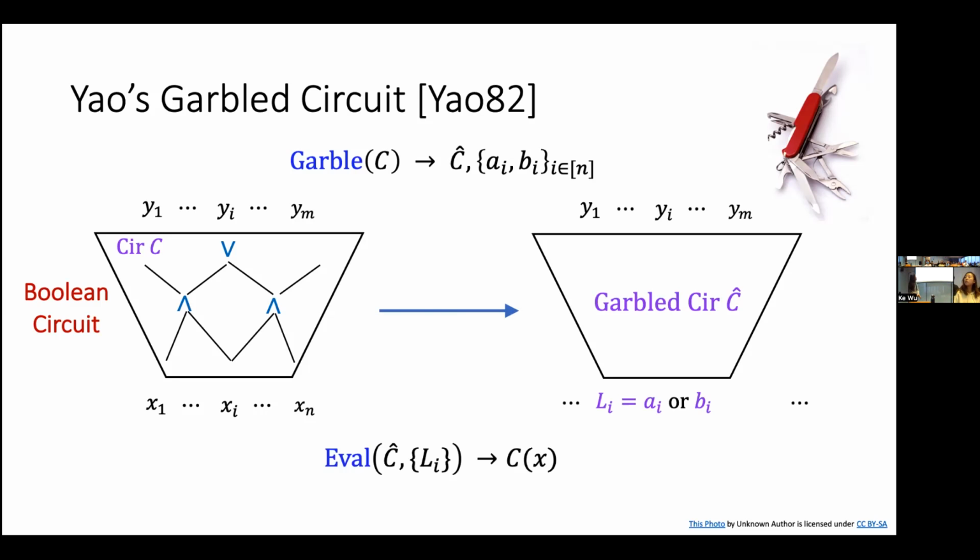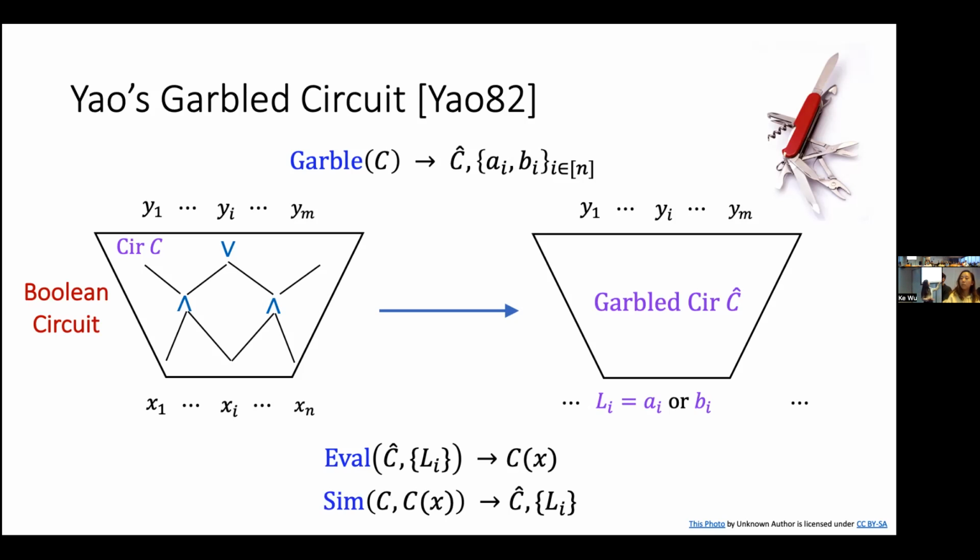What does it satisfy? Given one of the keys for each of the input wires, if you want the input wire value 0, you choose Ai, and if you want input wire value 1, you choose Bi. And given this, what we call the labels, together with the garbled circuit, you can efficiently evaluate and learn the output, C evaluated on x. The magic is that other than that, you don't learn anything else about the input.